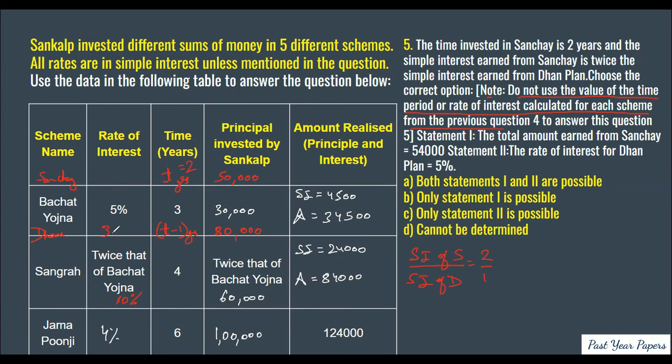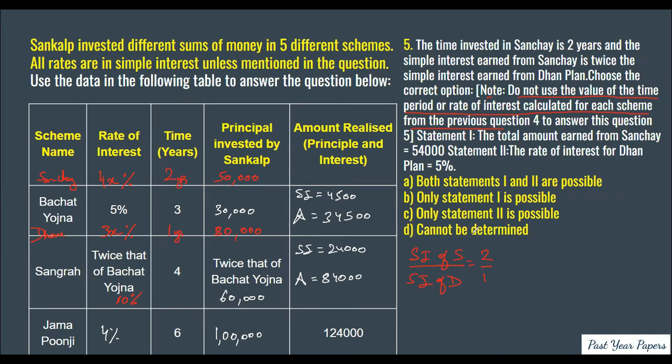3:4, right? This was 3x. Let it be 3x. So this will be 4x. Please understand, he is asking us to remove the values, not the relation. The relation can still be the same, right? So this is percent, this is percent. Now, if t is 2, the relation between time period for Sanchay and Dhan was, if this is t, this will be t minus 1. So if this is 2, t minus 1 will be 1 year. So let me just quickly write it down. If this is 2 years, this will be 1 year, right?